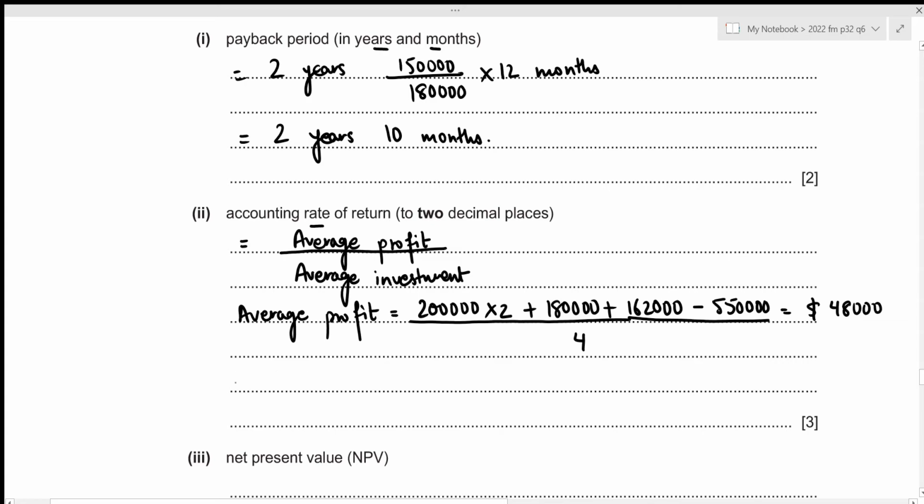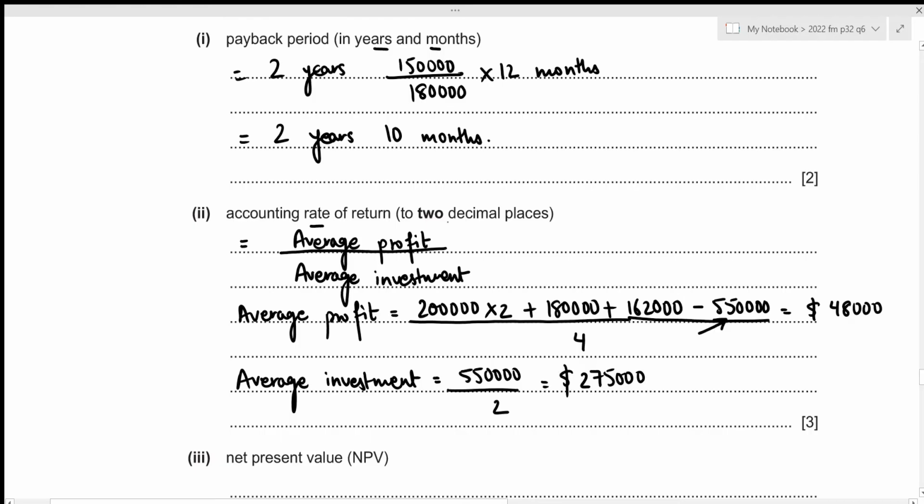Now let's figure out our average investment. Average investment is just going to be our initial investment divided by 2. And in this case, the initial investment was the cost of the machine of 550,000. So that's 550,000 divided by 2, which results in 275,000.